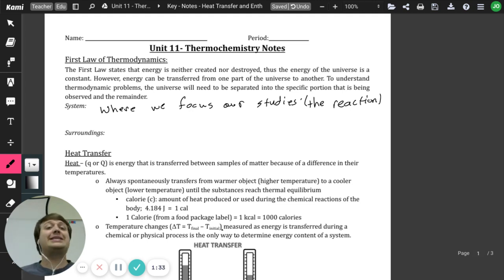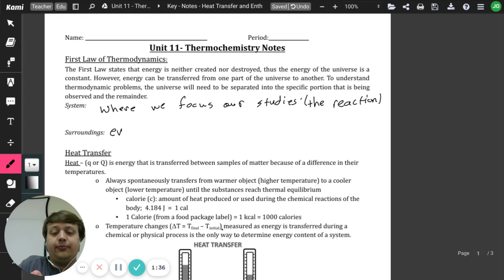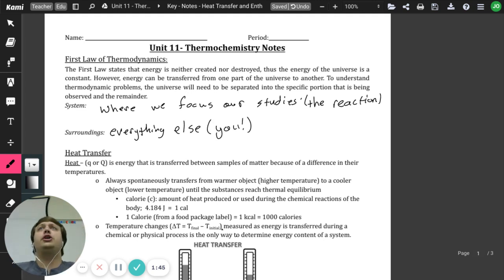Now, the surroundings are basically everything else. And this does include you. And so you will be classified as a surrounding. Now, the time that you would not be classified as a surrounding would be if you are the focus of a study, right? But for the purposes of chemistry, we do use the reaction as our focus. So it's going to be the system. And then you and everything else is going to be what we classify as the surroundings.